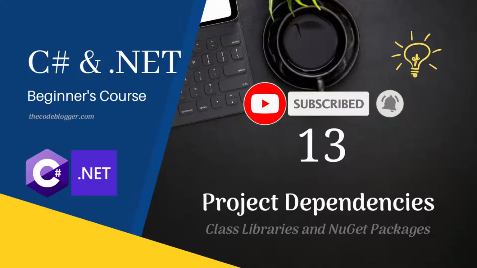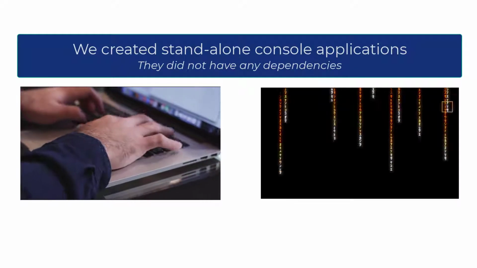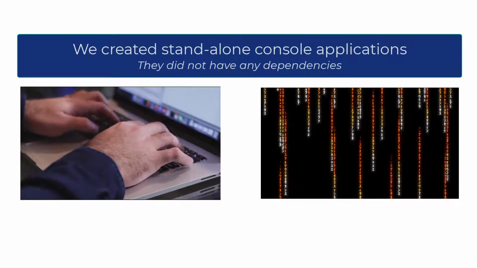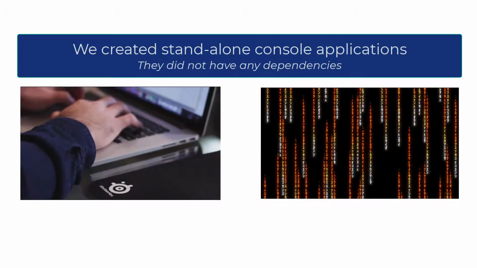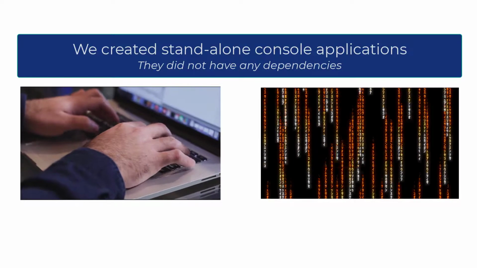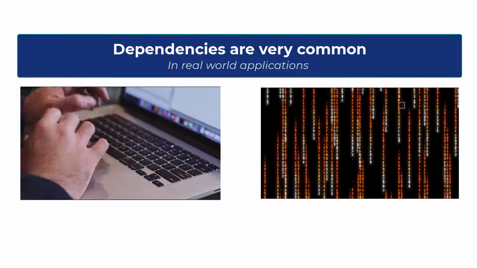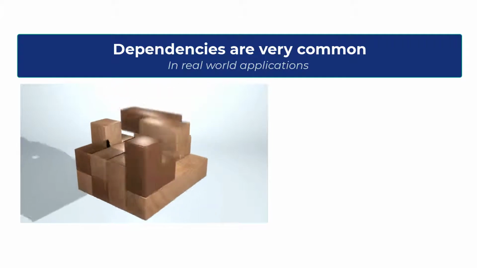This is really going to be an interesting episode because we are going to discuss project dependencies. Till now, in each of the previous episodes, we have created a standalone console application. By standalone, I mean that we have not added any additional dependencies to the default project template. But when you work on any real world applications, most probably every project will have some dependencies.